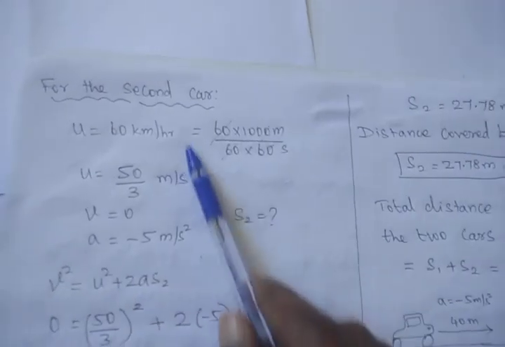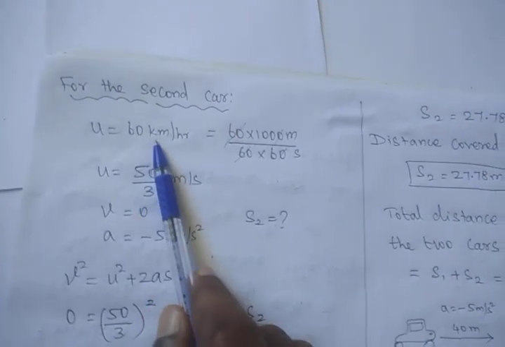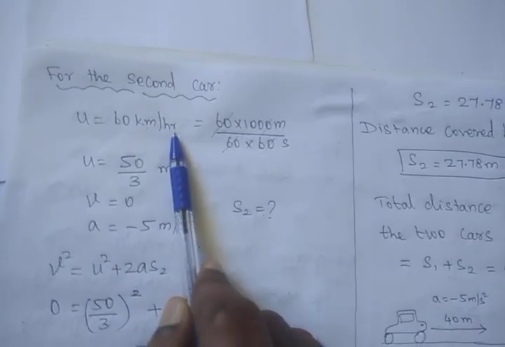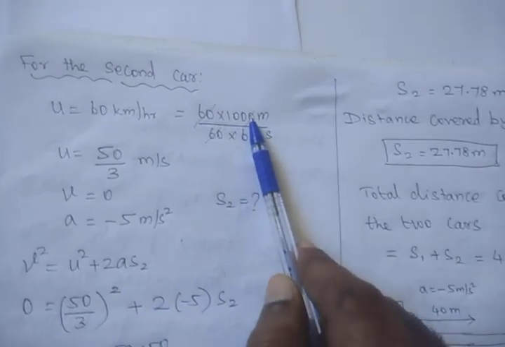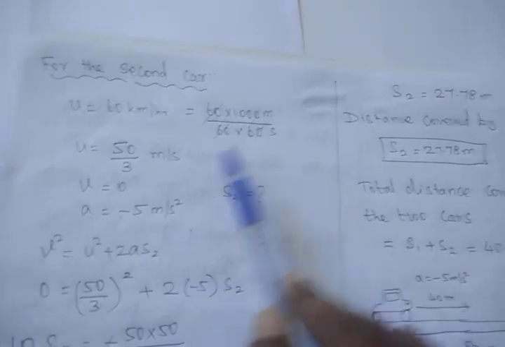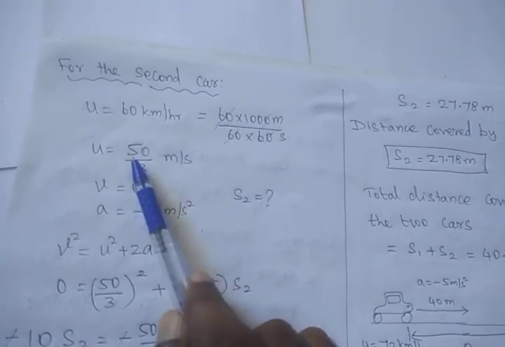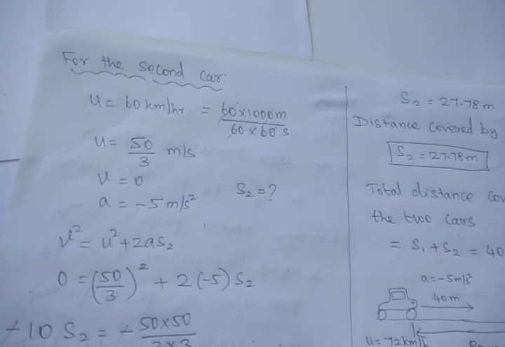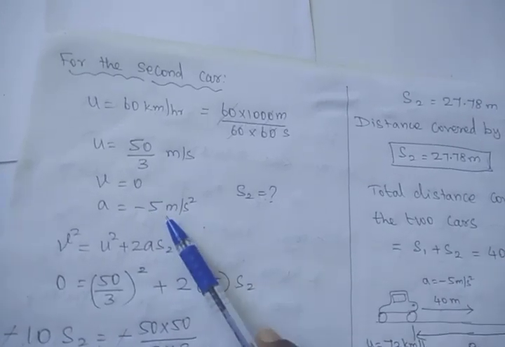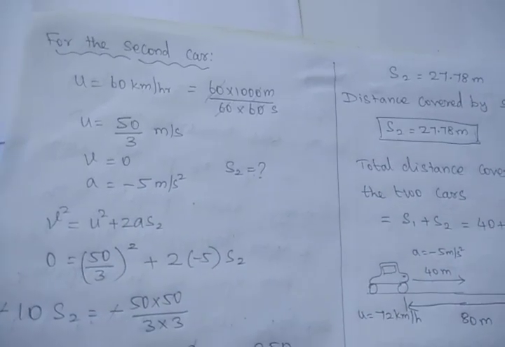Now you see that the second car moves with the velocity 60 km per hour. Convert the 60 km per hour into meter per second. Multiply by 1000 and divide by 60 into 60. We get an initial velocity in meter per second as 50 divided by 3. What is the final velocity? 0. The same deceleration, minus 5 meter per second squared.